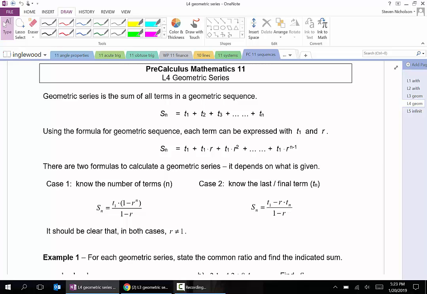Fourth video on the unit looks at geometric series. So remember the difference between a sequence and a series. A sequence is just a list, a string of numbers in a pattern, and a series is the sum. So what we're going to do today is add all the terms of a geometric sequence together.